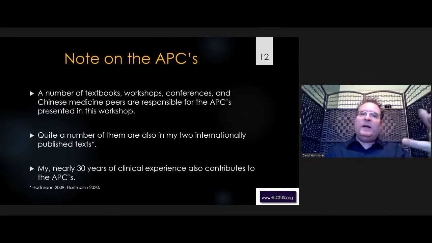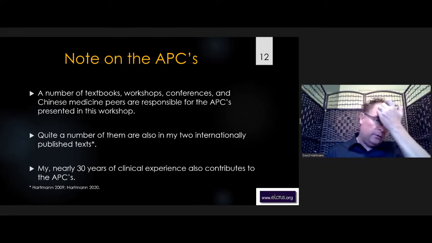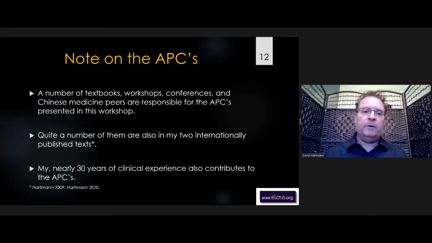treatments or add in points from Deadman et al. Workshops, if I get some really good points and I try them out, same at conferences, and obviously Chinese medicine peers are important as well. Through that process, these workshops get built, and then the textbooks that I've written get built. So some of the point combinations come from there.